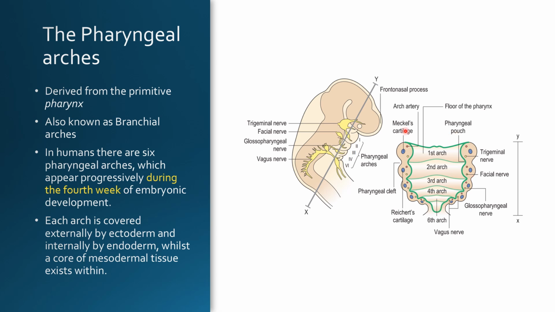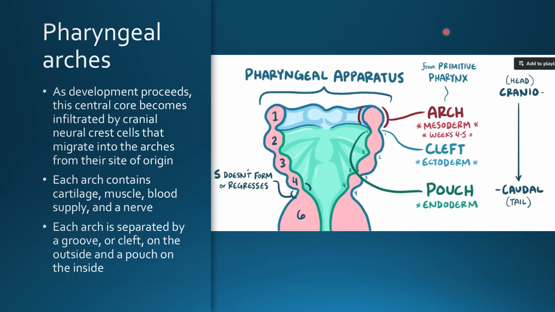As development proceeds, this central core is usually infiltrated by the neural crest cells, as we said, that they migrate from near the neural tube in the middle. Each mesenchyme, or middle portion of the arch, is made up of cartilage, muscles, blood supply, and a nerve. Each arch from the outside is separated from the next one by a dipping that we call a cleft, while from the inside this dipping is called a pouch.